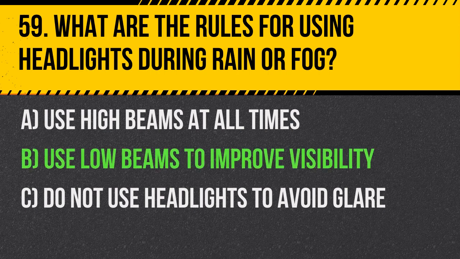Answer B. Use low beams to improve visibility. High beams can reflect off rain or fog and reduce visibility.